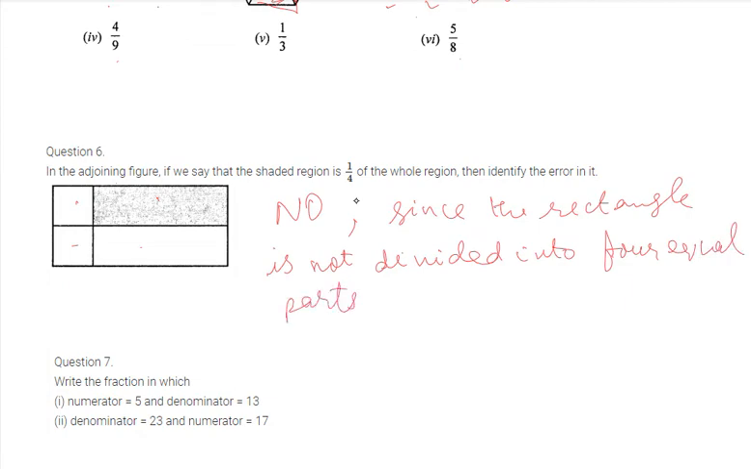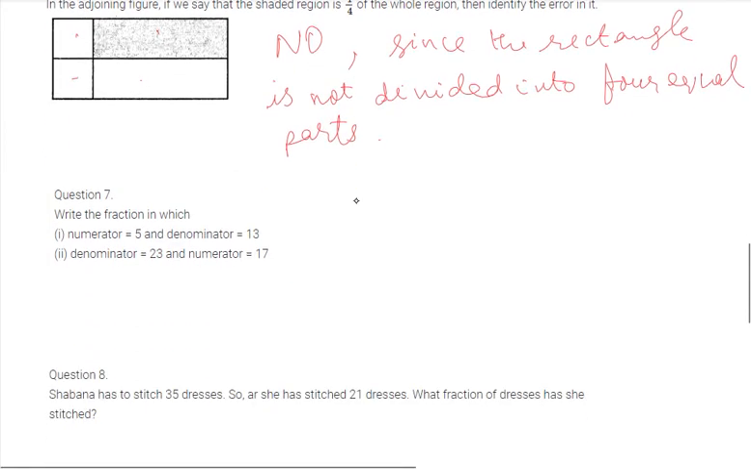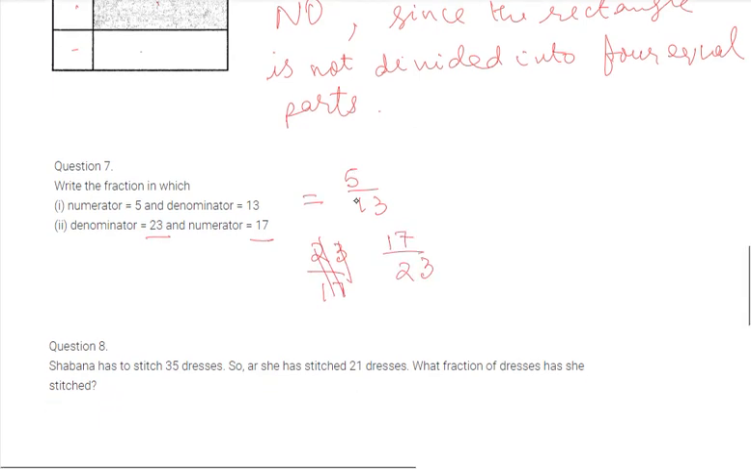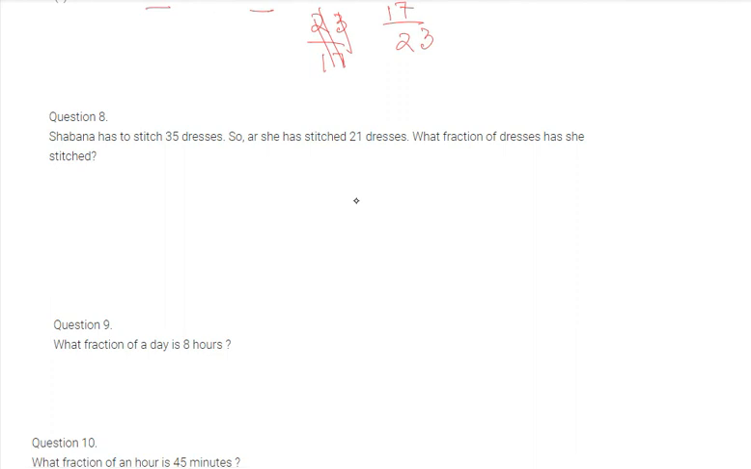right? Write the fraction whose numerator is 5. So very easy. Numerator is 5, denominator is 13. Numerator is 23, denominator is 17. No, it's written in the opposite order. So 17 upon 23.